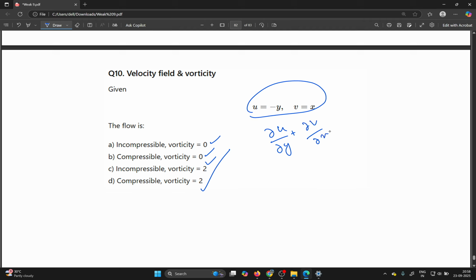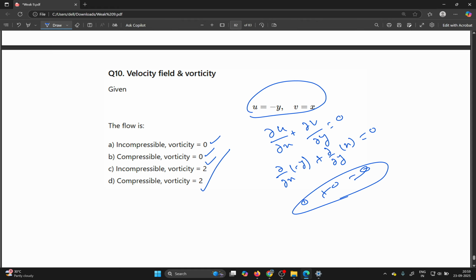Del u by del x plus del v by del y. So if you put here u is equal to minus y, sorry, this is x and this is y. So this will give you minus y, and this gives you x. So it will be 0 and here also 0. So it is 0, yes. It is incompressible.